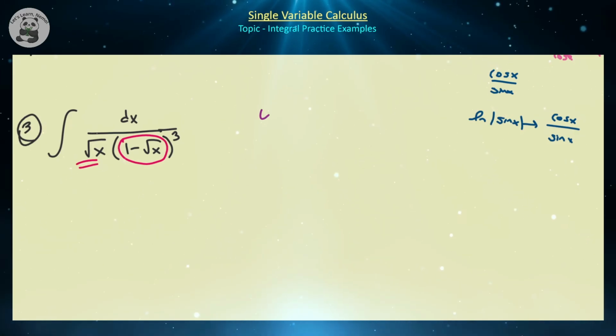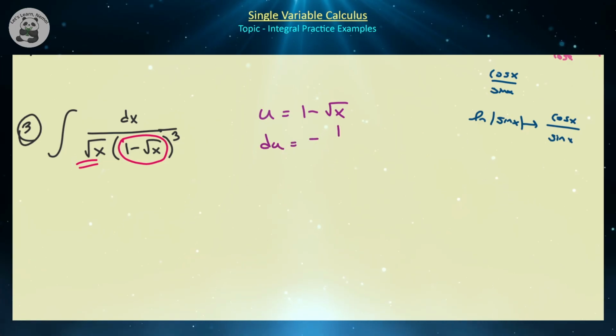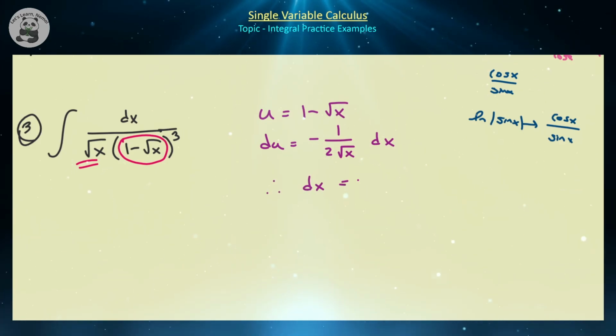So letting u be equal to 1 minus the square root of x is a reasonable guess for a substitution here. So the derivative of u is going to be equal to minus 1 over 2 square root of x times dx, and then our differential of x is just going to be equal to minus 2 square root of x du.